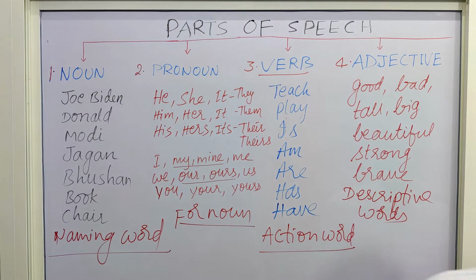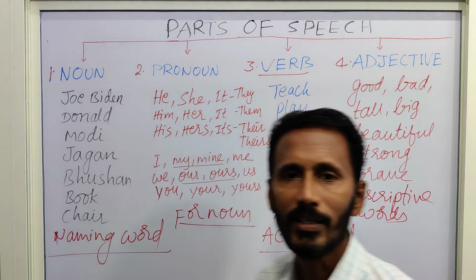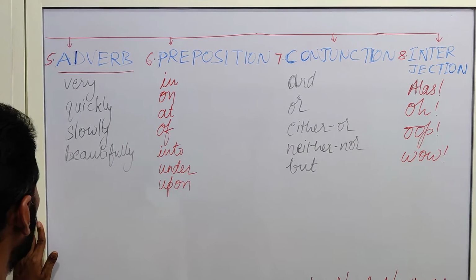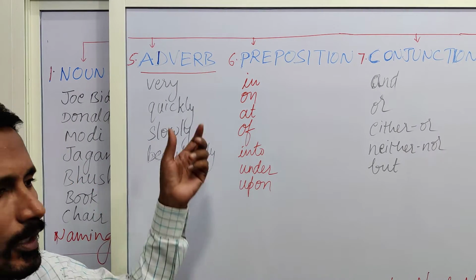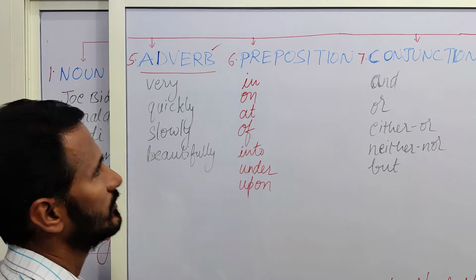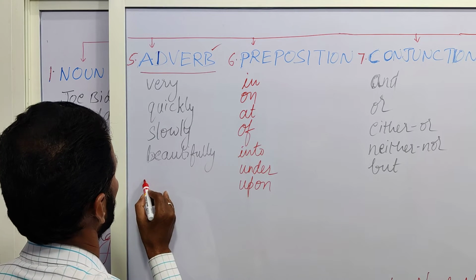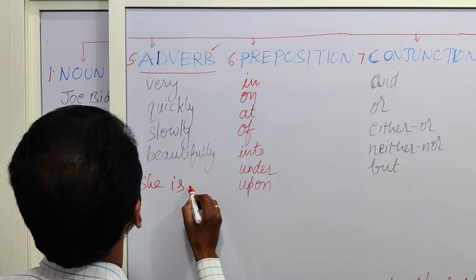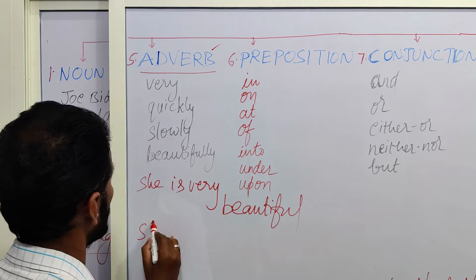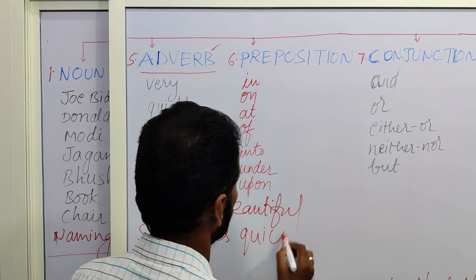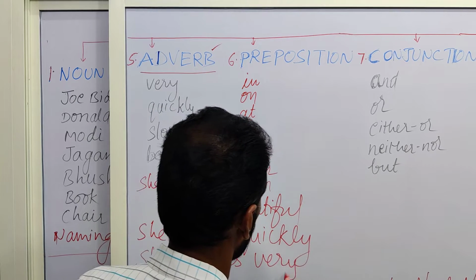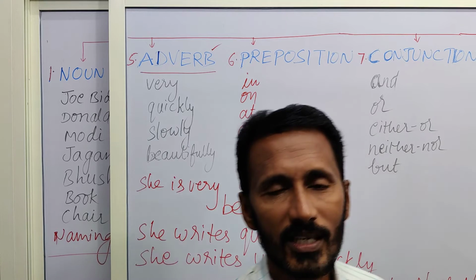Okay. So adverb. In this word adverb, we can easily understand. The word tells us something more or describes more about a verb form. So it is called adverb. So if I write a sentence like this, for example, she is very beautiful. She writes quickly. She writes very quickly. Now just observe these three sentences.